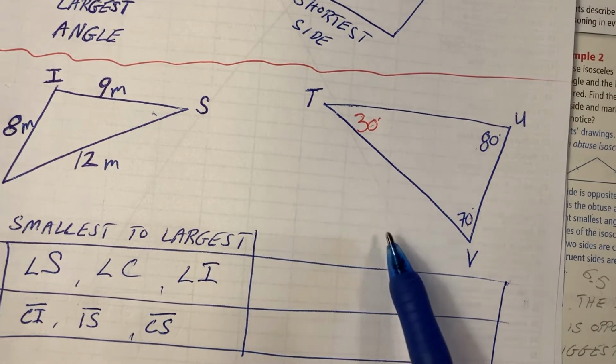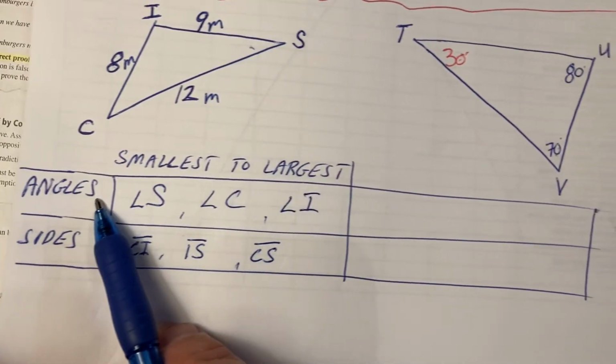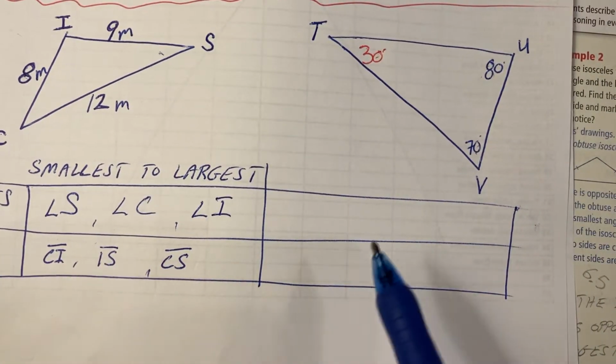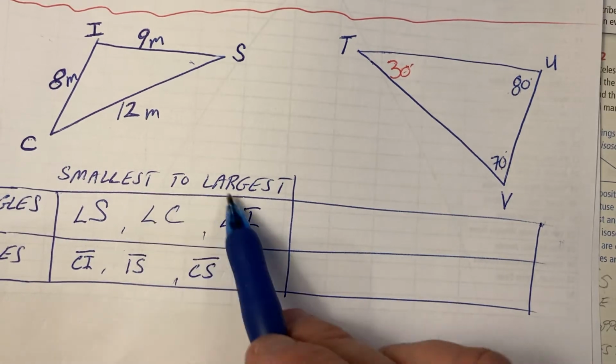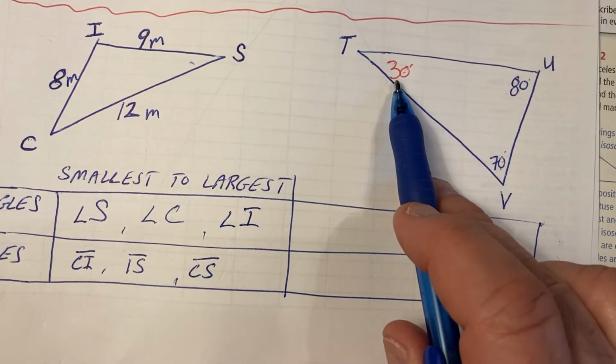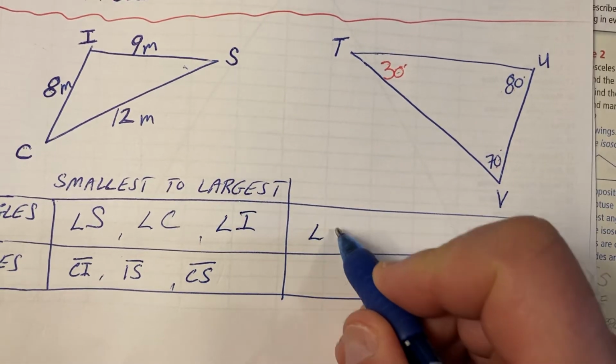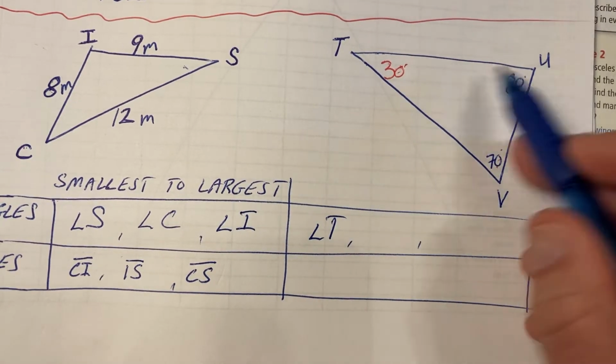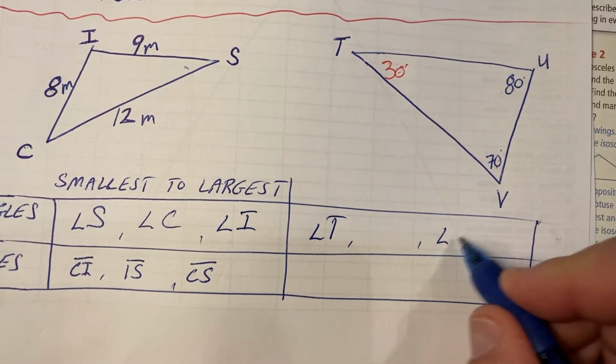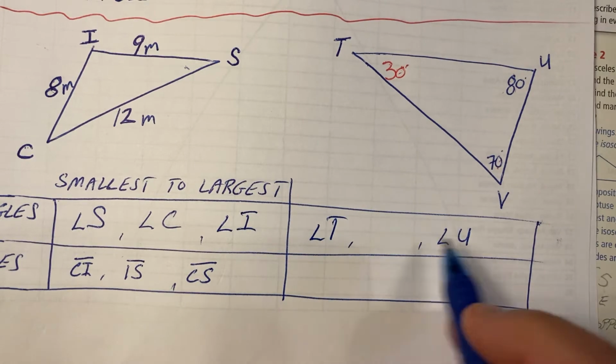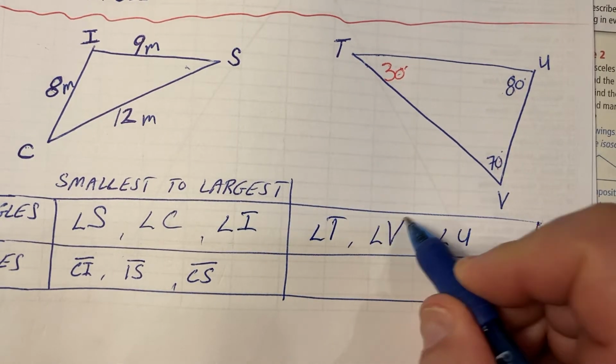Okay? Angles. The smallest angle from smallest to largest is this one, T. Angle T is the smallest. The largest is this one, U. Angle U. It's a large. The one in the middle is V. Angle V.